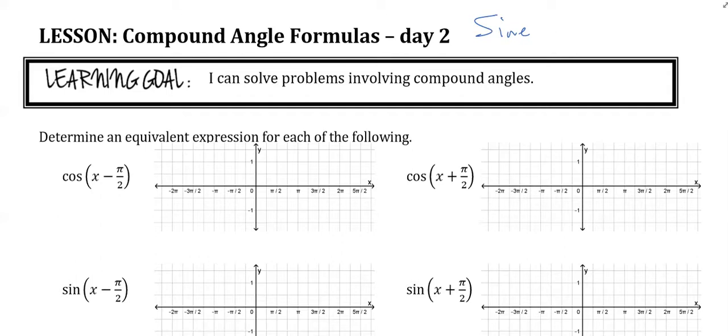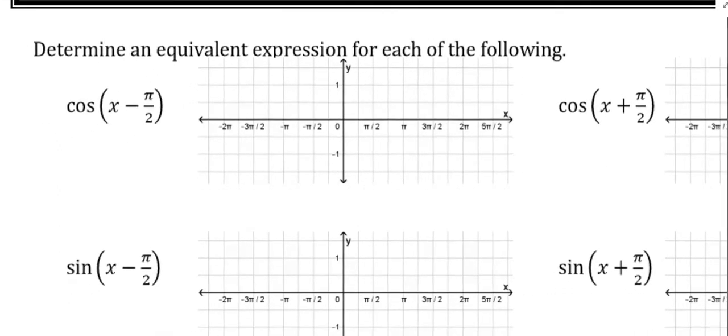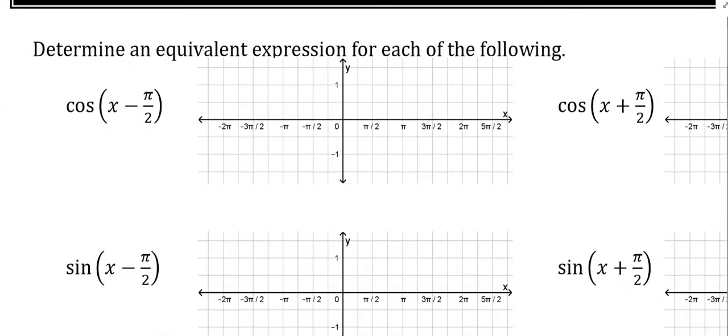If you weren't here, you've got to get that figured out. So if you have questions at the end of that, I would definitely ask. But if you were here, that all looks the same. There's no difference. Okay, so first we have to determine an equivalent expression for each of the following. I don't think we need all of them, but we're going to need some of them. So let's figure it out.